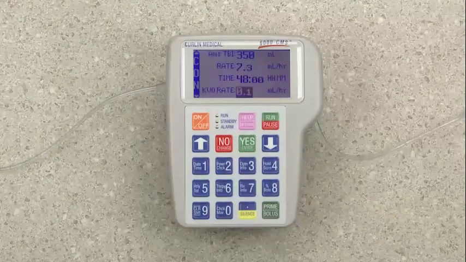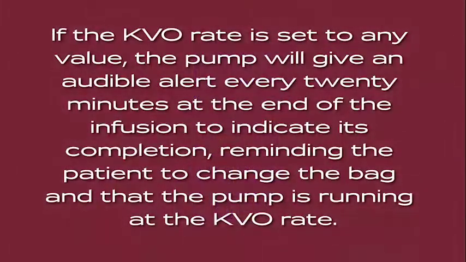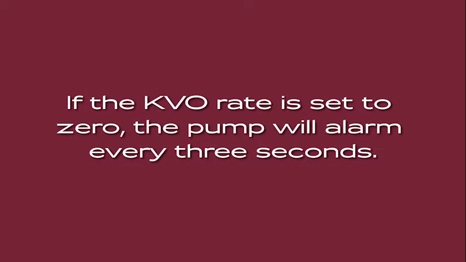Now we come to the KVO rate. A note about the KVO on this pump is, if the KVO rate is set to any value, the pump will give an audible alert every 20 minutes at the end of the infusion to indicate its completion, reminding the patient to change the bag and that the pump is running at the KVO rate. However, if the KVO rate is set to 0, the pump will alarm every 3 seconds.